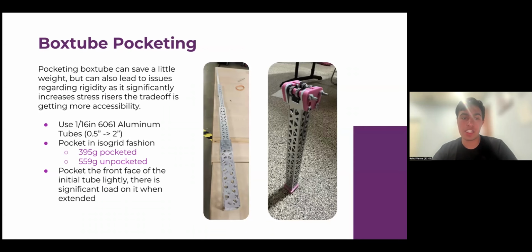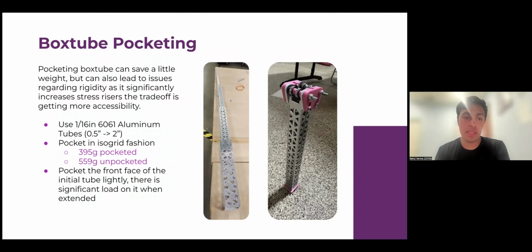For example, our box tube was 395 grams when pocketed and 559 grams when unpocketed. So a little more than 160 grams saved. And this is just the weight of the four individual tubes, not all of the bearings and stuff. Another pro of pocketing box tube is that it's much easier to access strings on the inside when you have access holes through pocketing.